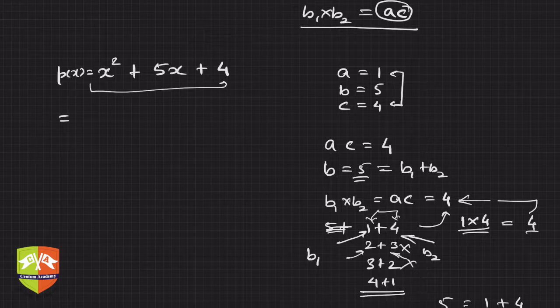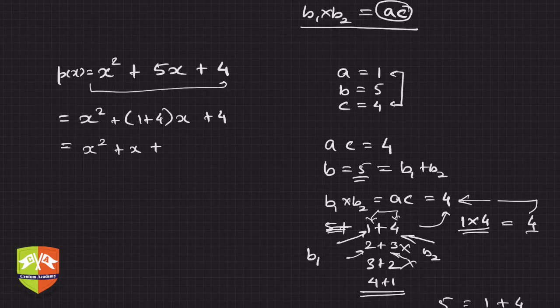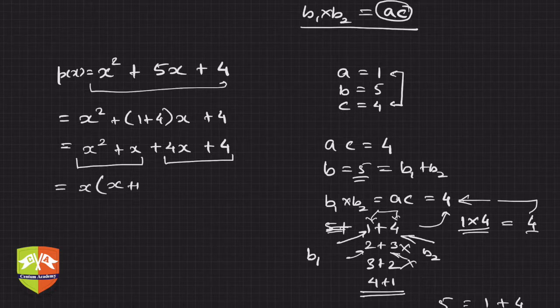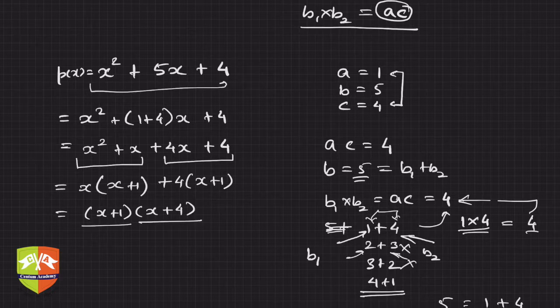Let's do that. So x square, then 5 is written as 1 plus 4, x plus 4, correct? Now you can expand. It is nothing but x square plus x plus 4x plus 4. Now, whatever techniques we have learned before, group the terms and take commons. What is common from the first two? x. I write x times x plus 1, plus 4 times x plus 1. So it is x plus 1 times x plus 4. You see, you got the two factors. This is how splitting the middle term works.